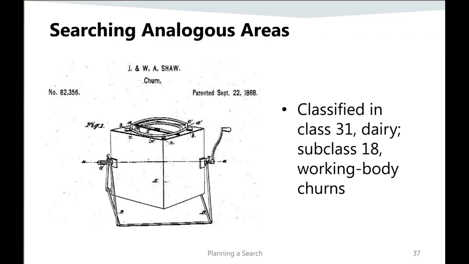This particular patent was directed to a butter churn. Cream would be poured into the cube, the lid would be sealed, the crank would be rotated, and the cream would be churned into butter. This invention was classified in Class 31, Dairy, Subclass 18, Working Body Churns.